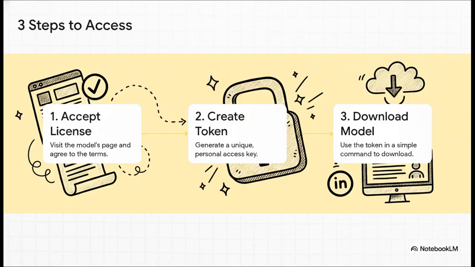It really is just a simple 3-step process. First, you pop over to the model's page and you accept the license. Second, you generate a personal access token. It's basically just a unique password for you. And third, you use that token in a simple download command. That's literally it. You're in.